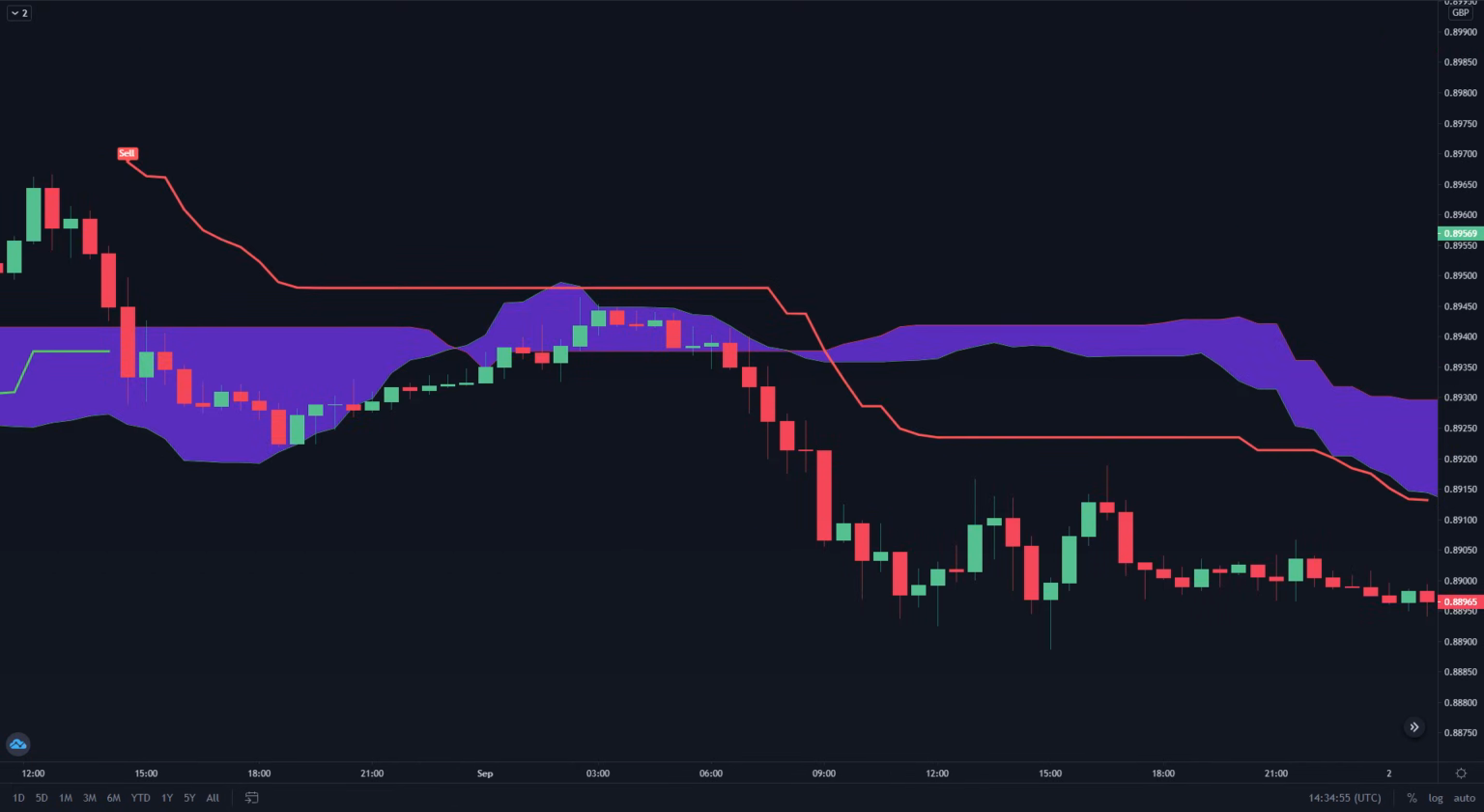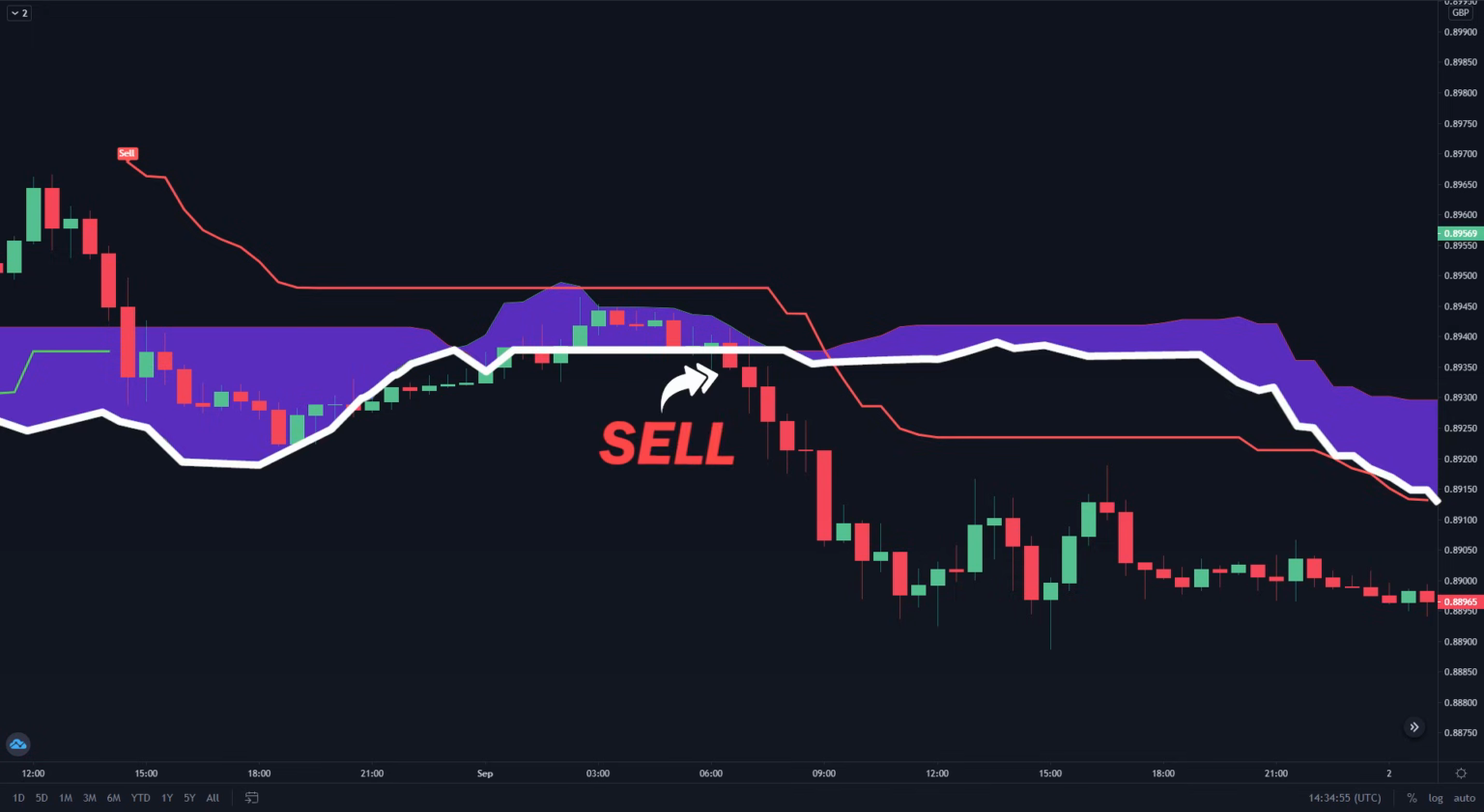And it's exactly the same for our sell signal as well. We only take sell positions if the price is below the clouds and the Supertrend is colored red.